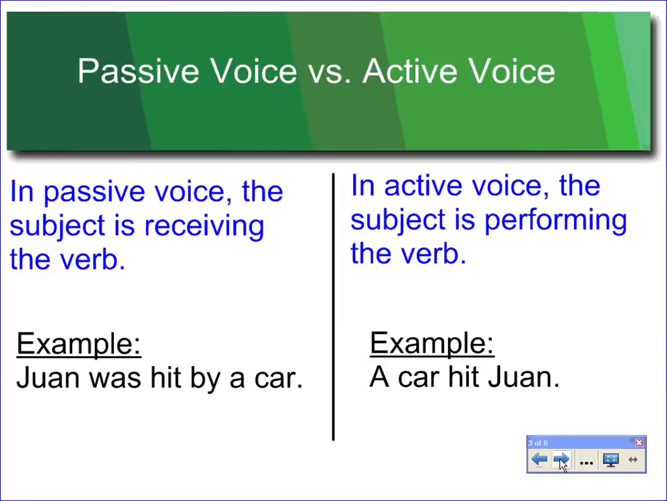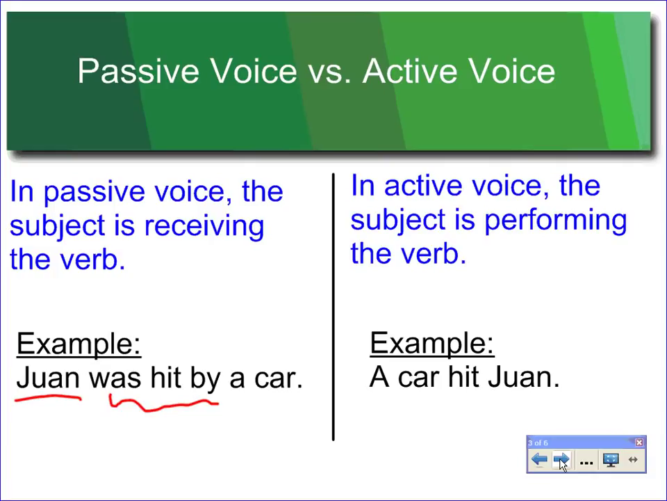First of all, in passive voice, the subject is receiving the verb. So in this sentence, Juan was hit by the car. Juan, our subject, is not doing anything. Rather, he is being hit by a car. So see how he is receiving the action of the verb.